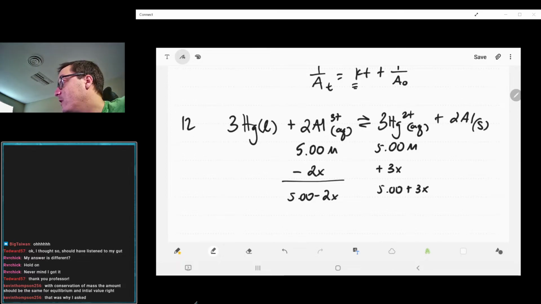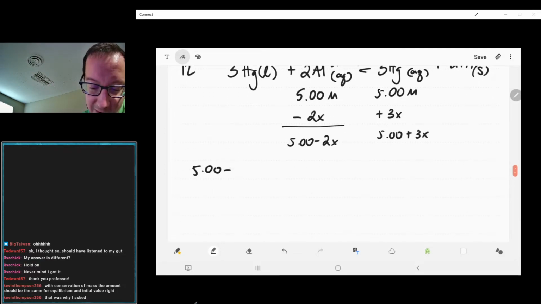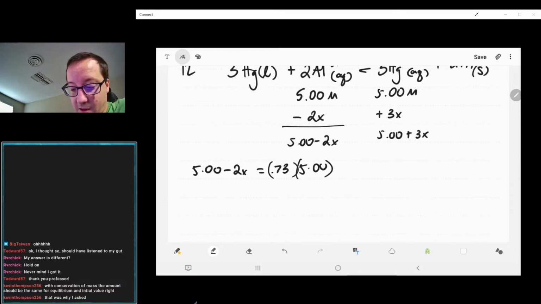And we also know that we're using up 27% of it. So that tells us that 5 minus 2x is going to be equal to, I guess, 73% of the remaining one: 0.73 times 5. Let's see if that math is right. We're using up 27% of it, so we should have 73% left afterwards. Hopefully that part makes sense.